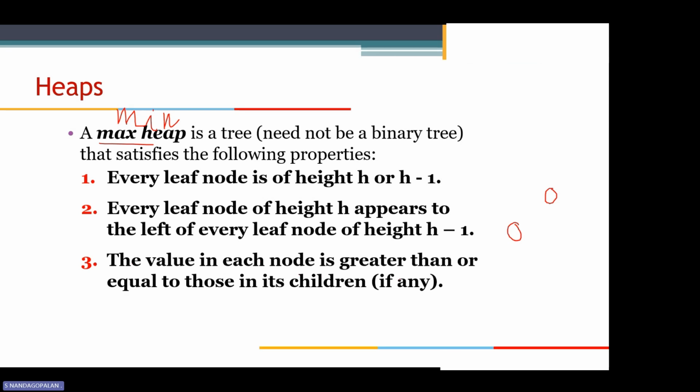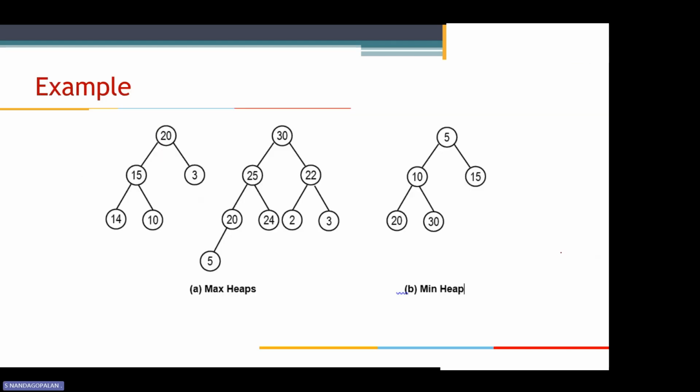Next, the value of each node is greater than its children. So you take any subtree, its parent node should have a larger value compared to its children. Supposing if I had 10, this is 2, 7, it's okay. Supposing if I have 70 here, on the right side, this is not a heap. So I'll just show you some sample max and min heaps. So the nodes which are at height h, this is my height h. This is h-1.